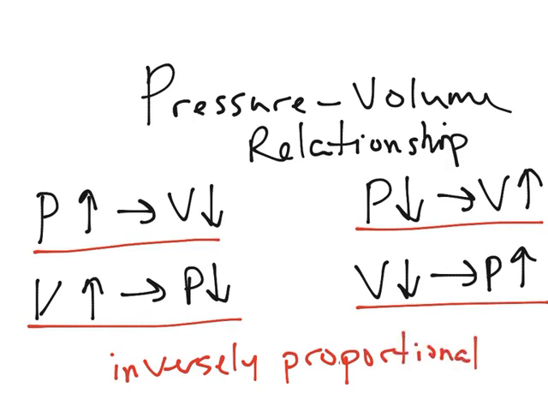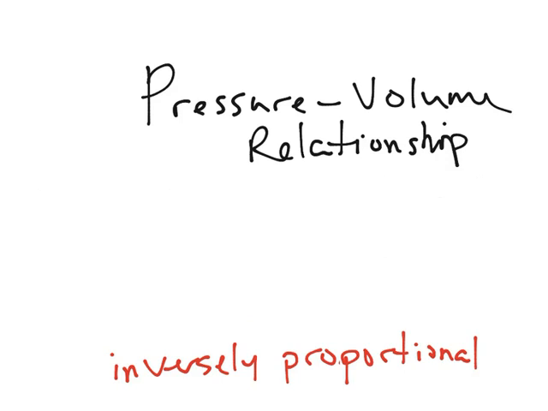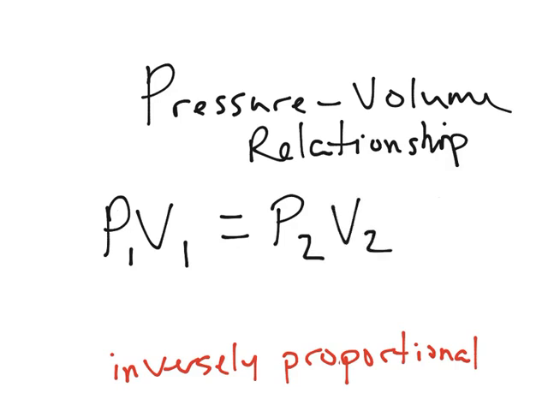So for that reason, it is fair for us to say that the pressure times the volume has to equal a constant. And since that's constant, if I were to consider the initial pressure of a gas times the initial volume of the gas, it would have to equal the new pressure of that gas times the new volume of that gas. This is just a mathematical way of representing the inversely proportional relationship of pressure and volume.